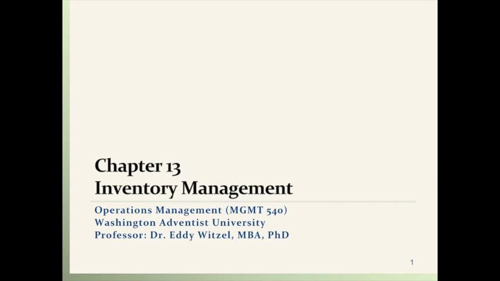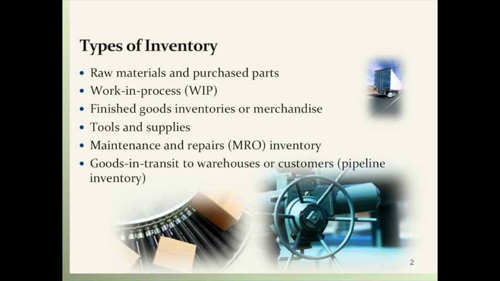Chapter 13, Inventory Management. So here's the types of inventory. There's raw materials and purchased parts, work in process, finished goods inventories or merchandise, tools and supplies, maintenance and repairs inventory, and then goods in transit to warehouses or customers, sort of pipeline inventory.